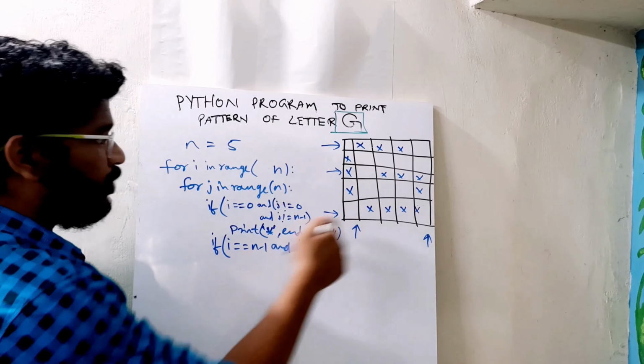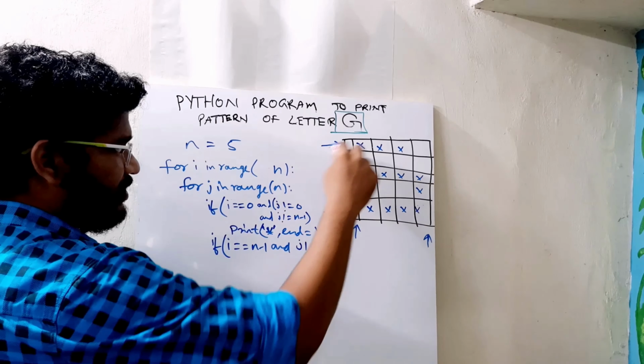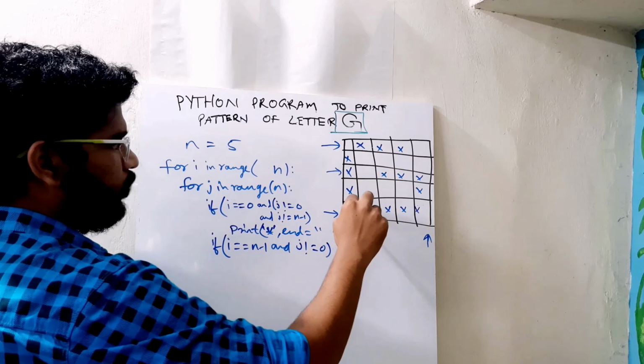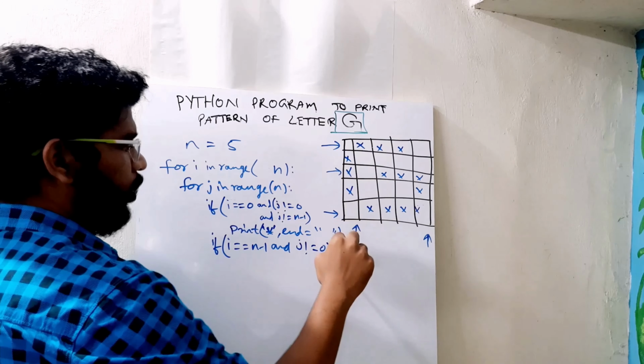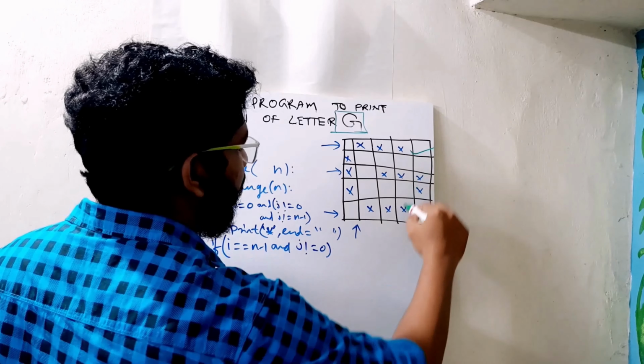So this is the condition for printing the last row. You can see i equal to n minus 1. This means this is the last row, and j should not be equal to 0. That means the first column will not be included. So this row and this row are printed. So we are done with this row and this row.